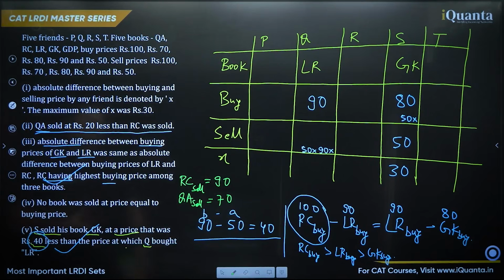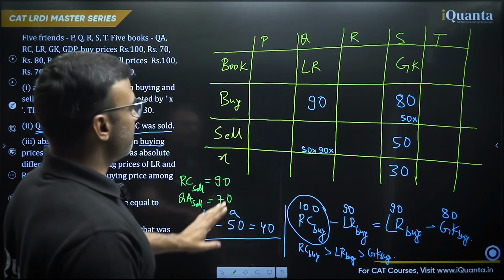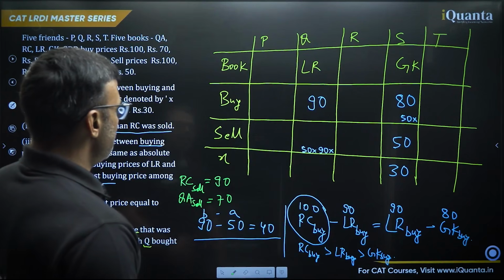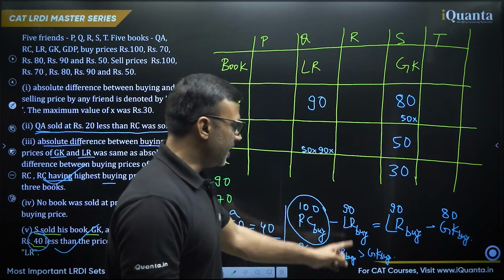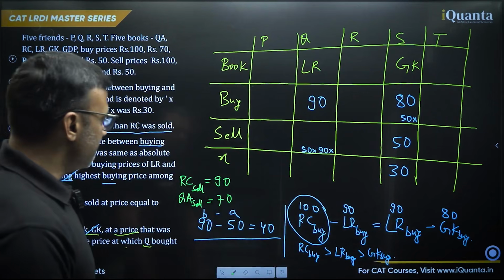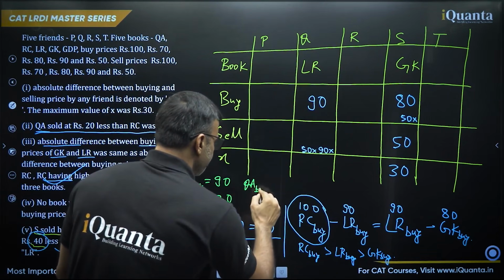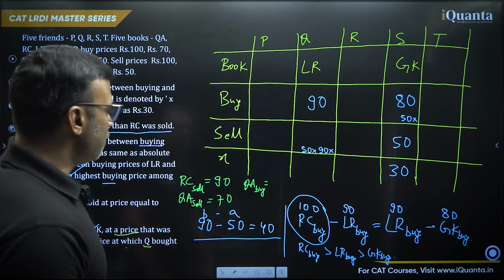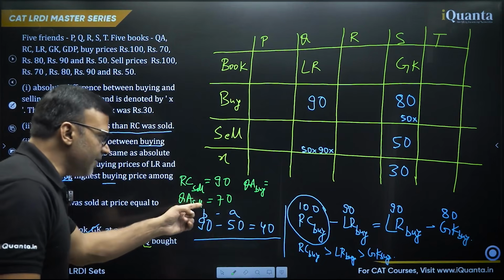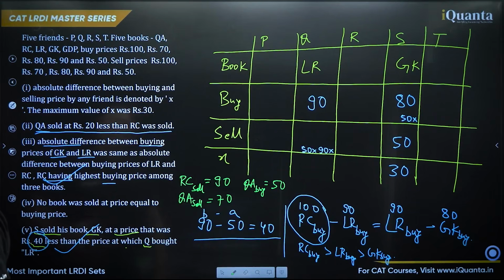Right? Is there anything else that we can do? So RC buying price 100, selling price 90. QA selling price 70. Now what about QA buying price? Can we do something about QA buying price? We already have RC buy price, LR buy price and GK buy price, right? So QA buy price can be, look at it closely, 100 is gone, 90 is gone, 80 is gone. So it could be either 70 or 50, but 70 is the selling price, so QA buy price has to be 50. Fantastic. Wow. QA buy price has to be 50.